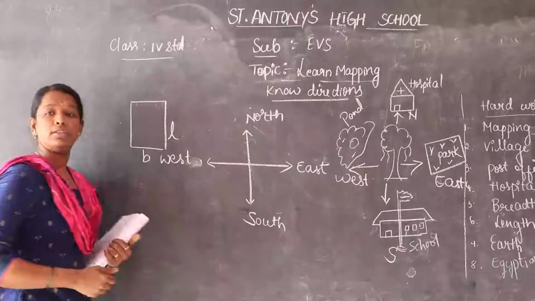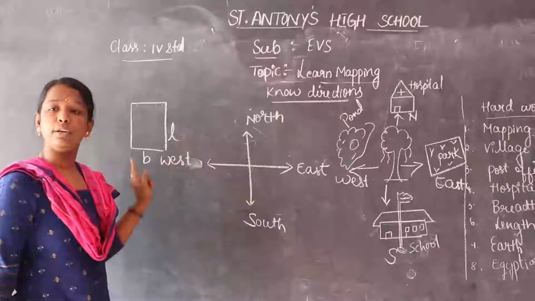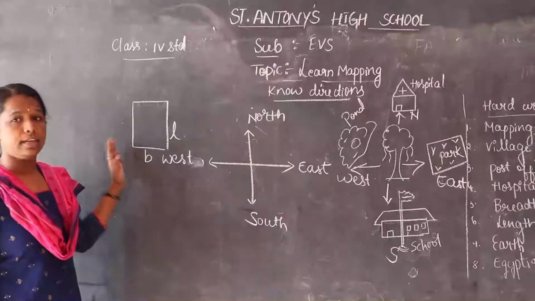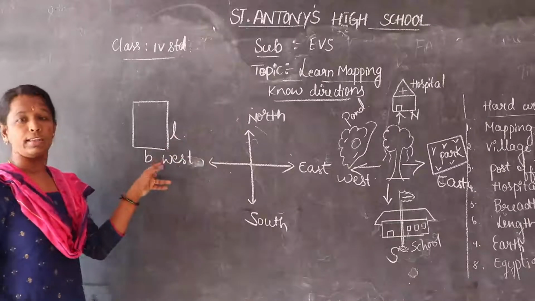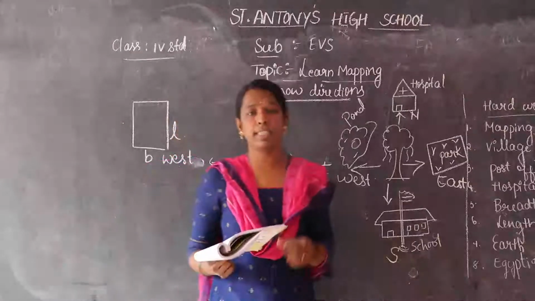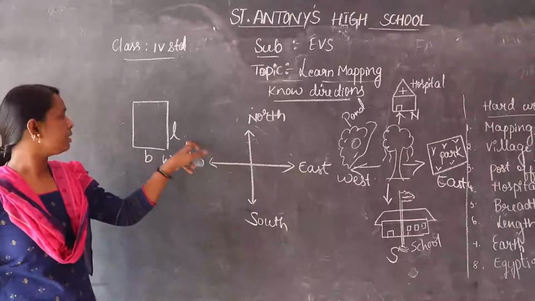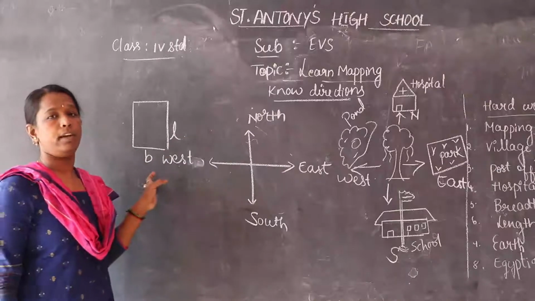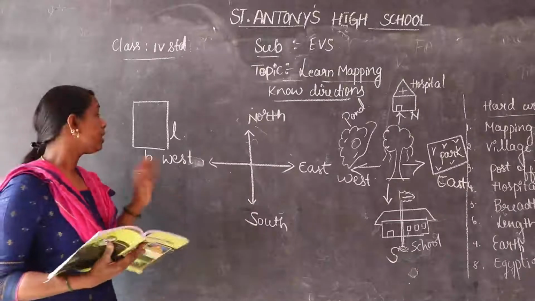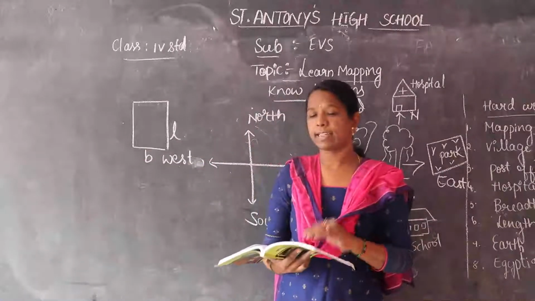So the area we have to calculate using the formula length into breadth. It may be measured by your footsteps or by meter or meter scale. Like that we have to measure the classroom and write the length in the length column and the breadth in the breadth column. Okay children? So we draw the classroom and calculate its length and breadth.